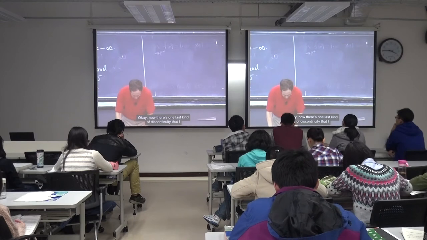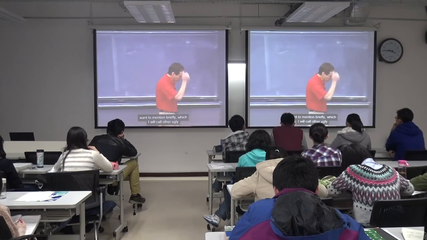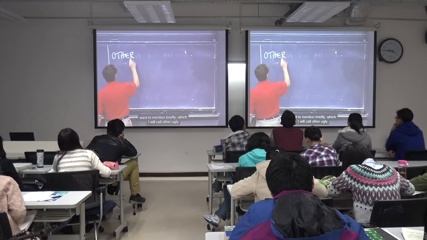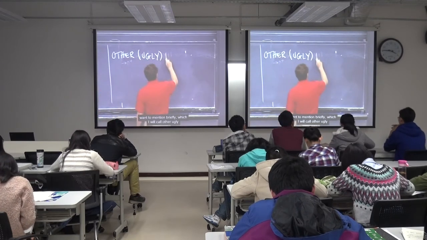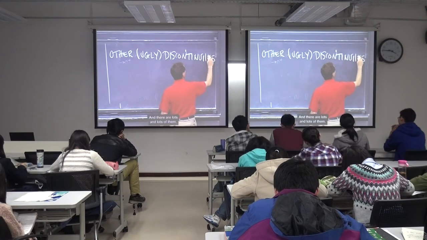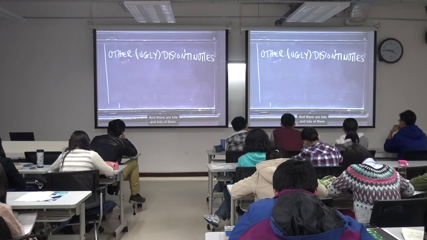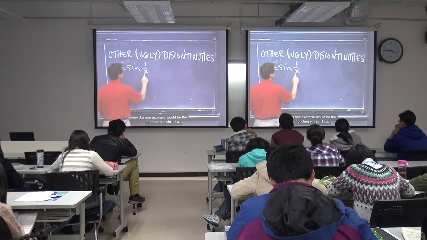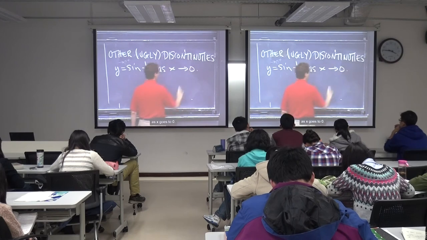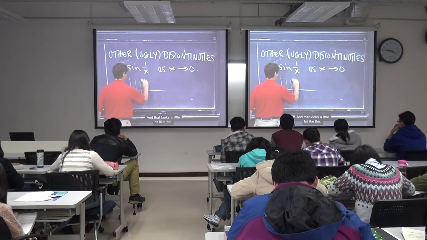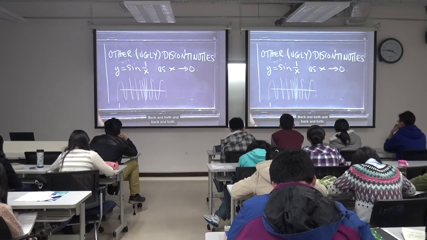Okay, now there's one last kind of discontinuity that I want to mention briefly, which I will call other, ugly discontinuities. There are lots and lots of them. One example would be the function y equals sine of 1 over x as x goes to 0. That looks a little bit like this, back and forth and back and forth. It oscillates infinitely often as we tend to 0.